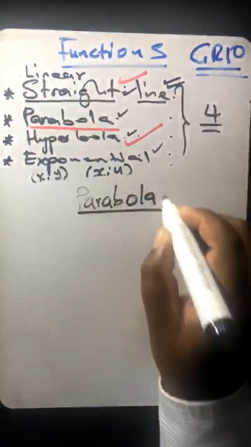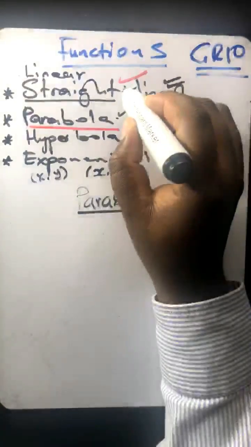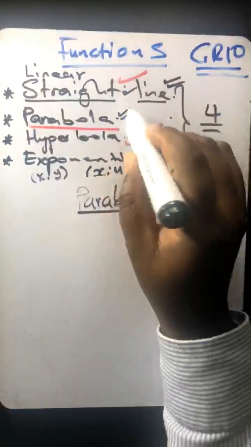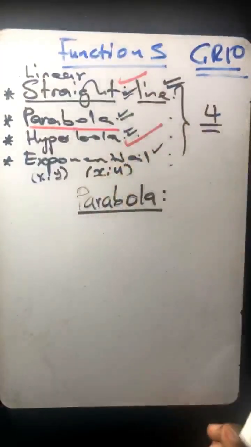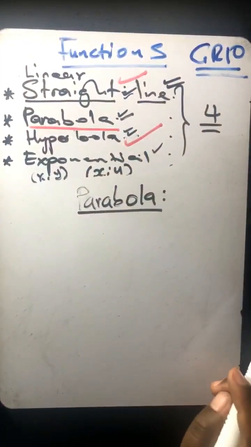The reason why I want to quickly finish off this part of parabola is because it's not really long, and tomorrow I want us to start having a look at exam type of questions. In most cases, they like using 2 functions. Either they give you a straight line and a parabola, or a straight line and a hyperbola. So this one is short, but let's quickly see how it looks.